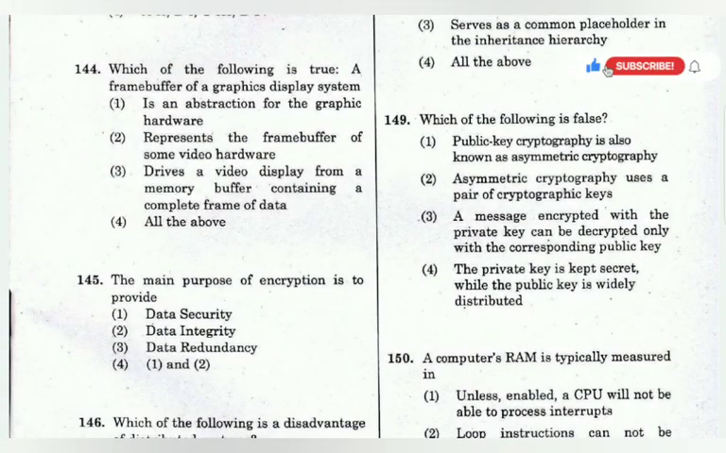Which of the following is false? So here from the given statements, option 3 is the false statement. Message encrypted with the private key can be decrypted only with the corresponding public key. This is incorrect because public keys are used for encryption and only the corresponding private key can decrypt the message. So we can encrypt the message using the public keys and decrypt it using the private keys.